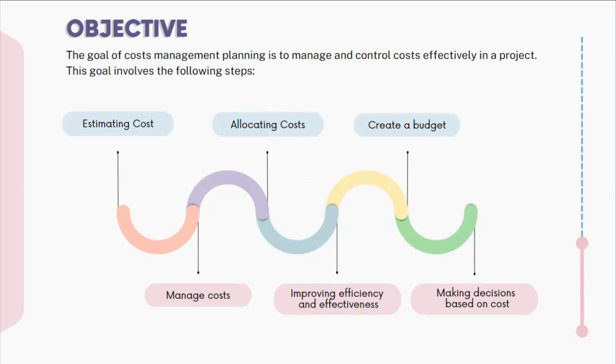A budget is a detailed estimate of how costs will be allocated over a specific project or time period. The fourth, manage costs. This involves monitoring and controlling expenditure, keeping track of the budget, as well as making adjustments where necessary. The fifth, improving efficiency and effectiveness, may include identifying opportunities for cost savings, improving processes, or implementing other cost management techniques to optimize resource use.